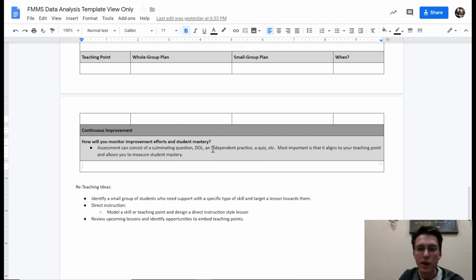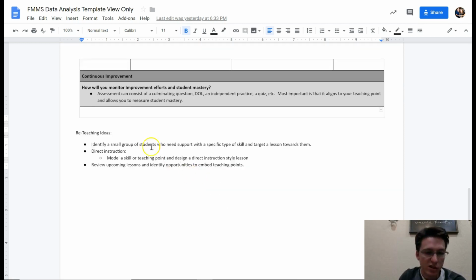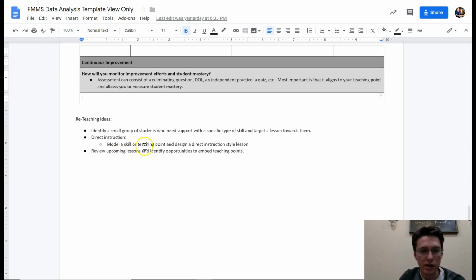But it's important that whatever it is, it aligns to the teaching point. It aligns to the data dig that we had. It aligns to that standard. And it tells us whether or not students have actually mastered the skill that they previously were not able to master. And then I've also just included a few little reteaching ideas that could be added to.